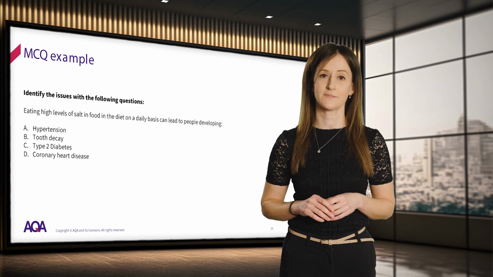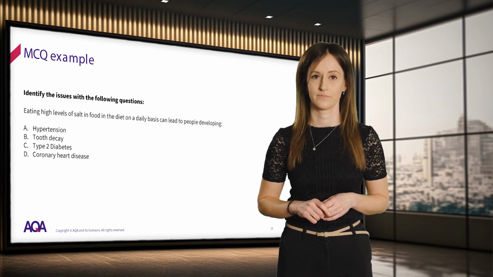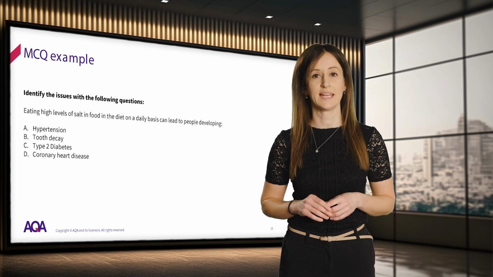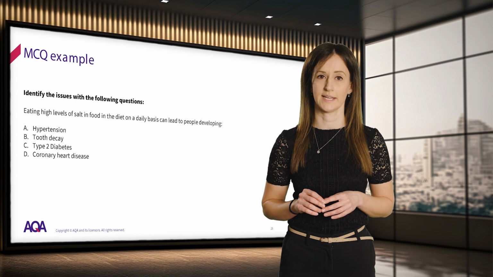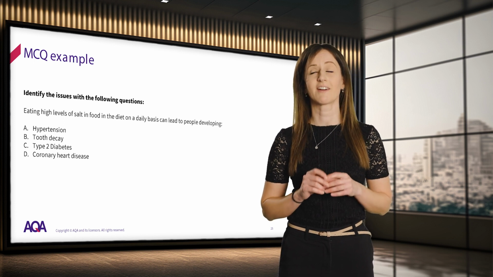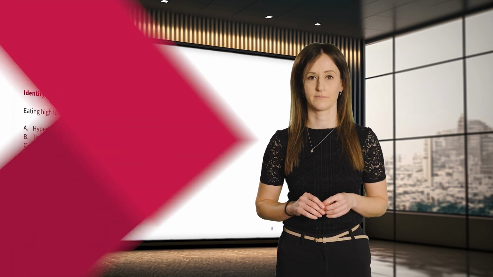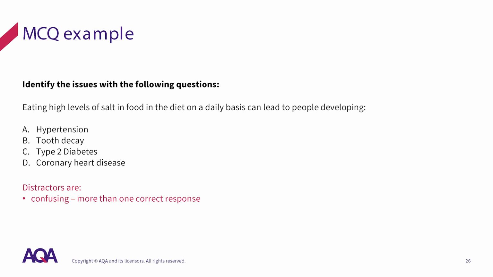Let's go through and identify the issues with this question. Firstly, the stem is quite lengthy. It is sometimes necessary for stems to run over onto 2 lines. However, in this one, there are definitely words that could be removed. When it comes to the distractors, there are numerous errors to identify. Most importantly, the distractors are poorly chosen as there is more than one correct answer.